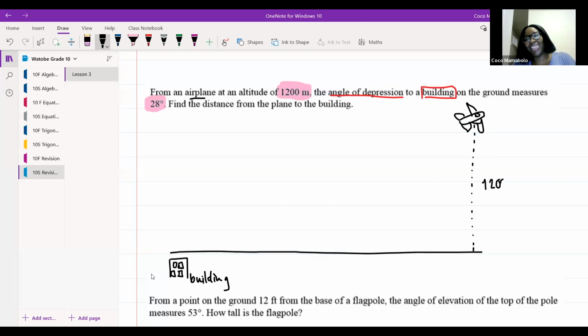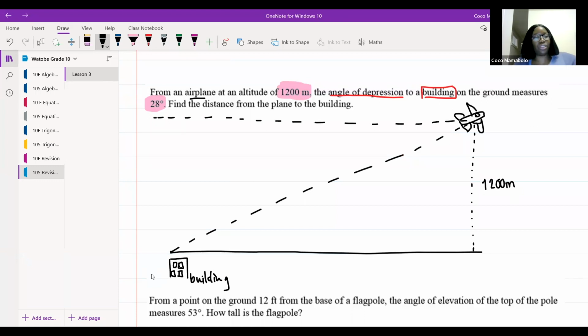This is 1,200 meters. All right, so it says now, from here to the building, my angle, oh, sorry, I'm lying. Okay, over here actually, because my plane is flying in a straight line. My angle of depression, which is going to be my angle coming down this way, is going to be 28 degrees. That's my angle of depression, right? Now we want to find the distance from the plane to the building. So we're looking for this distance from here to here.